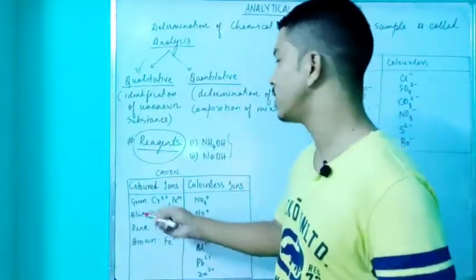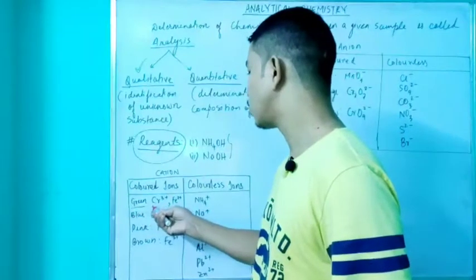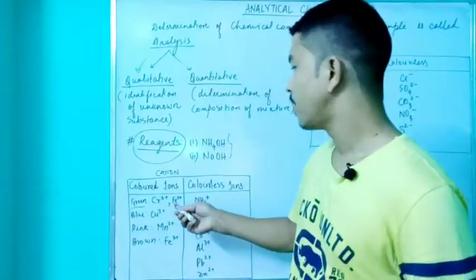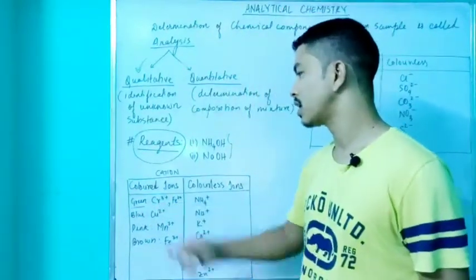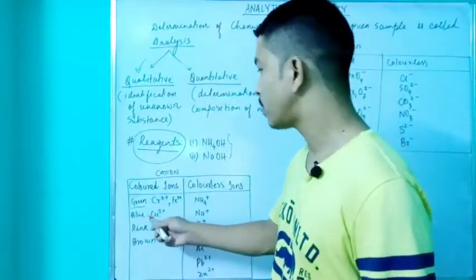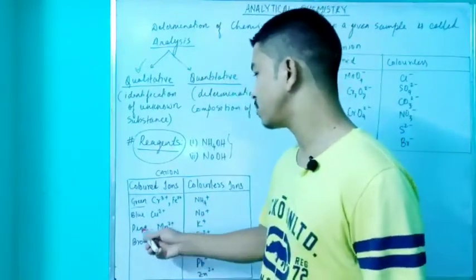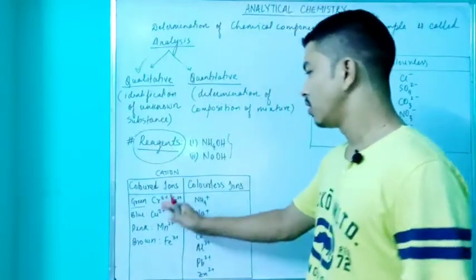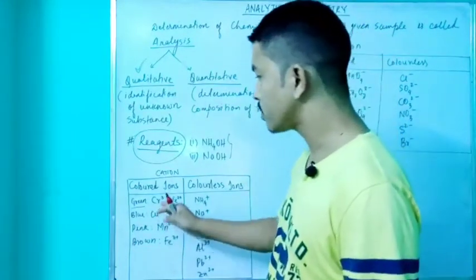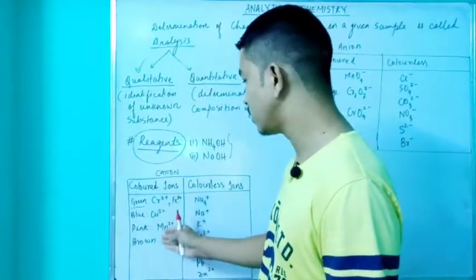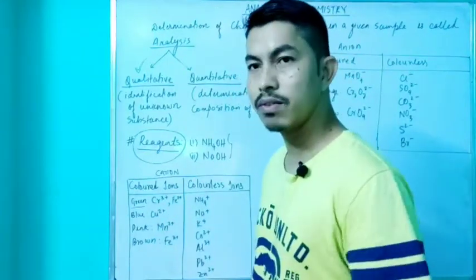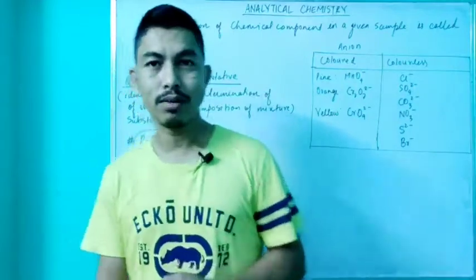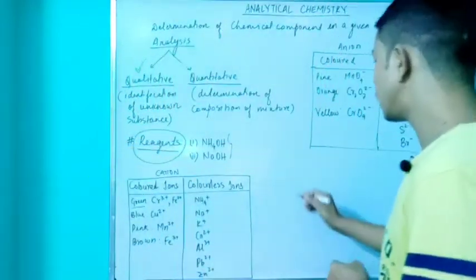The green colored ions are usually the chromium ion and the ferrous ion, that is Fe2+. Copper ion is blue in color, manganese is pink in color, and ferric is brown in color. You will obviously find difficulty in remembering the names of these ions, so there is a very simple technique to remember this.